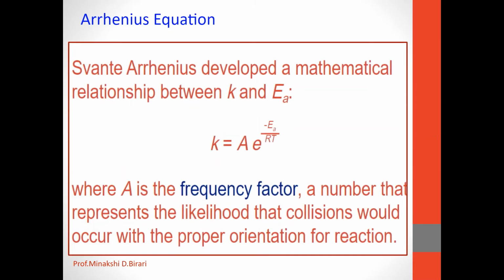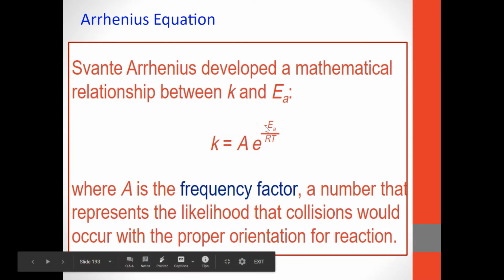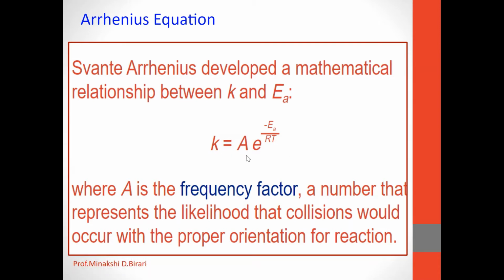So what is the Arrhenius equation? It is a mathematical relationship between the rate constant K and the energy of activation, that is EA. K is equal to A into e raised to minus EA upon RT, where A is the frequency factor, a number that represents the likelihood that collisions would occur with proper orientation for a reaction. So it is the Arrhenius equation which shows the mathematical relationship between the rate constant K, the velocity constant K, and the energy of activation.